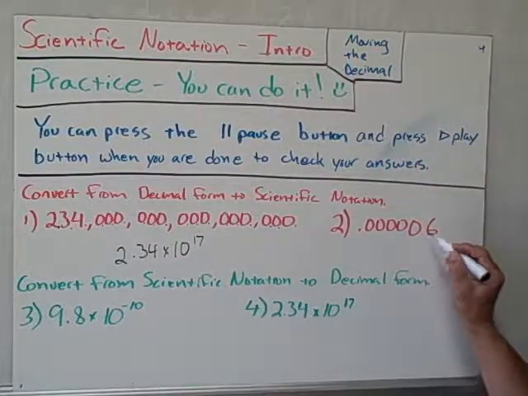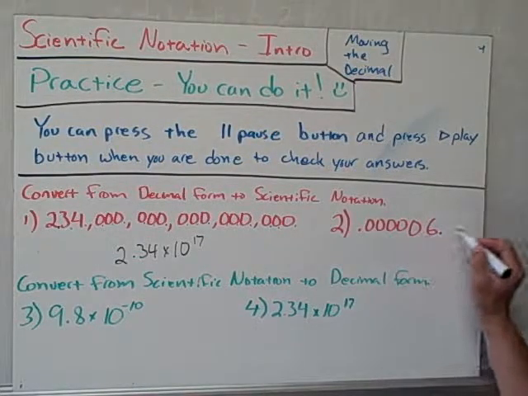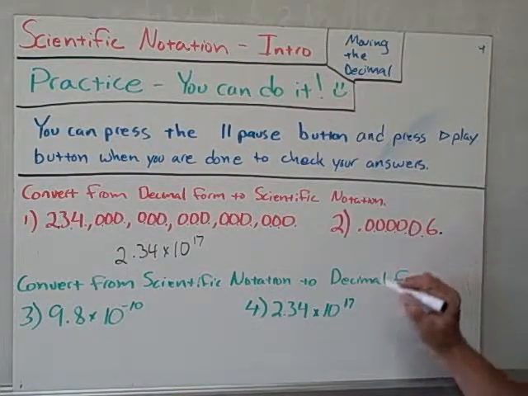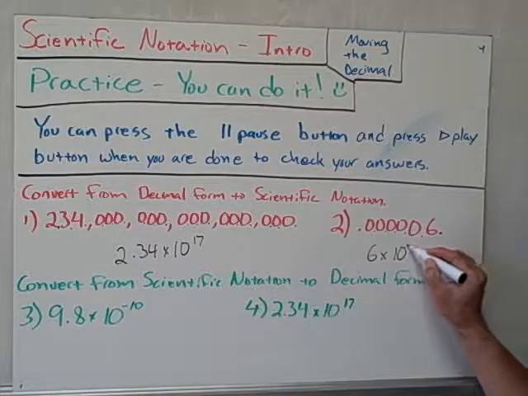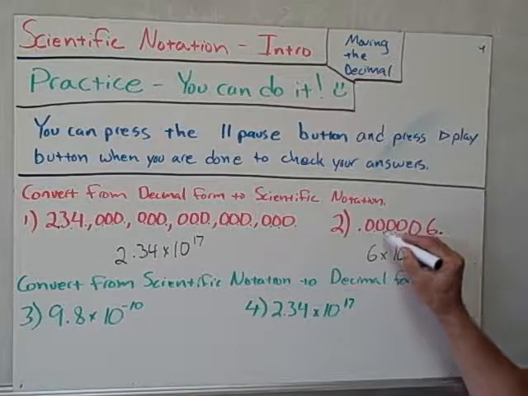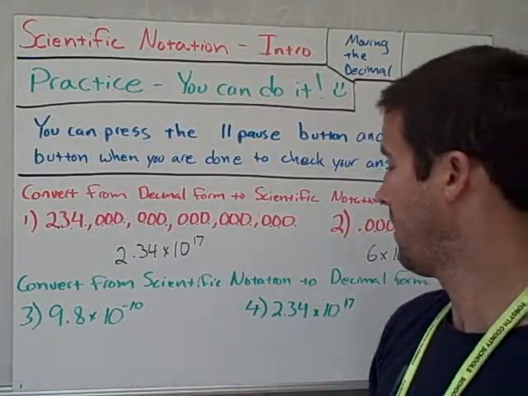This one right here. My decimal would go here if we were going to write it down normally. 1, 2, 3, 4, 5, 6. So that's 6 times 10 to the negative 6. Since I moved it back this way, 1, 2, 3, 4, 5, 6 times. That's your answer. Now, to decimal form.